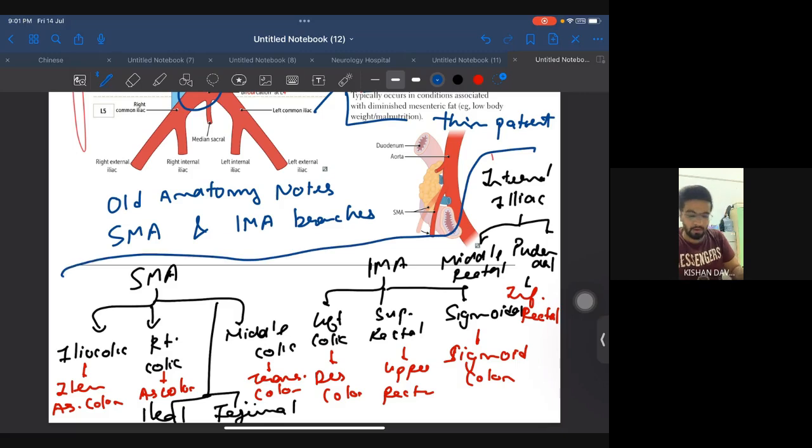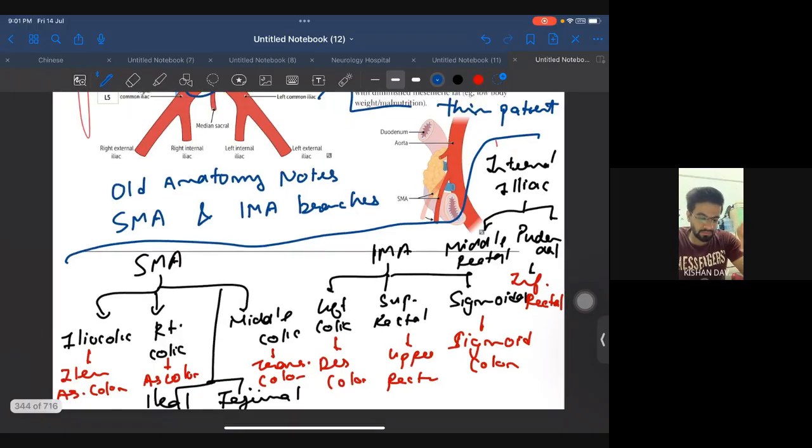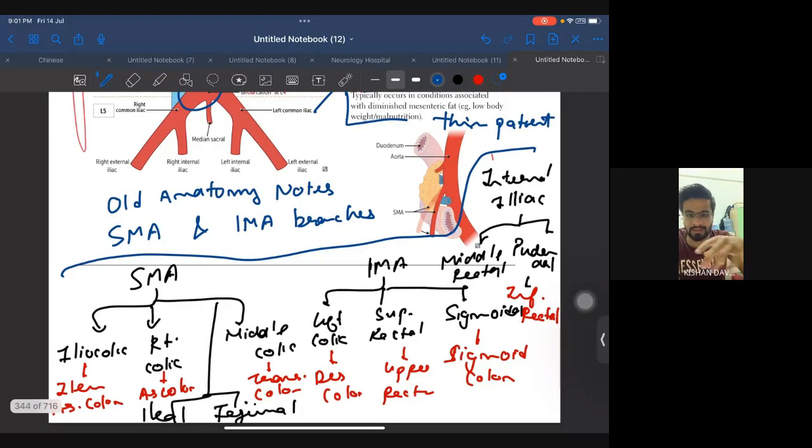You can note this down, or else you can refer to your own anatomy notes that you studied during your med school. If you want to write it down, I'll give you 2 minutes. Just write it down. This is very important. They will ask you questions regarding anatomy.